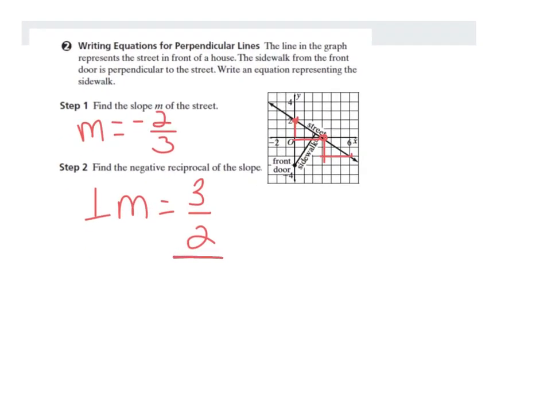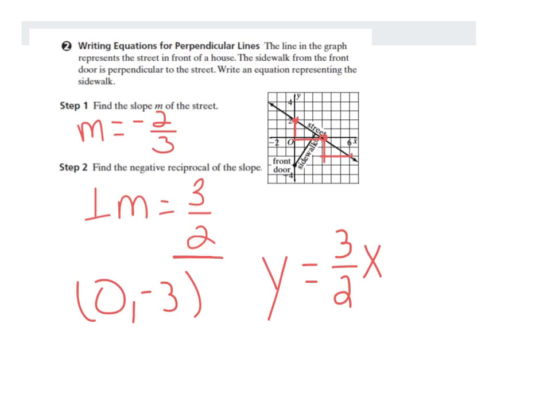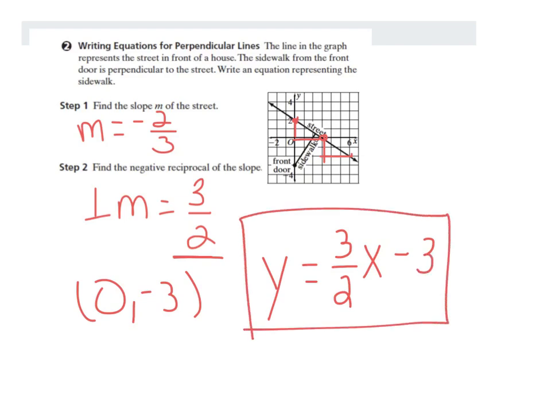Now that we know our slope, we can see our y-intercept there is, oh, I just erased, I believe it's -3. 1, 2, 3. Yes, our y-intercept there. So our point, which is 0, -3, which is also our y-intercept. So we can just plug in our slope for the m, and then our y-intercept is -3. And so that is the equation then of the sidewalk.